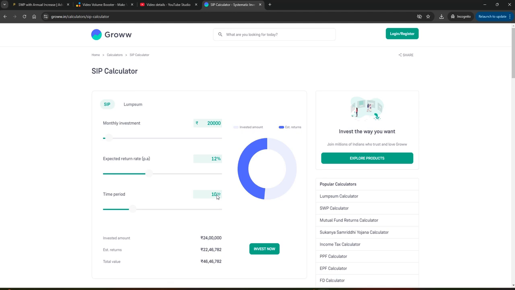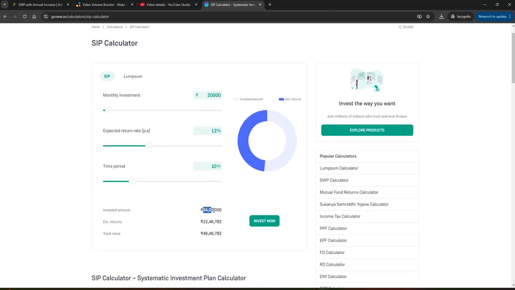What is the time period? 10 years. So your invested amount will be 24 lakh and your estimated returns is 22 lakh. Means it's almost double, I can see. So the total after 10 years you're going to get is 46 lakh 46,782. The same way you can check, for example, what if I'm getting 14%? You can just increase it to 14% or something.